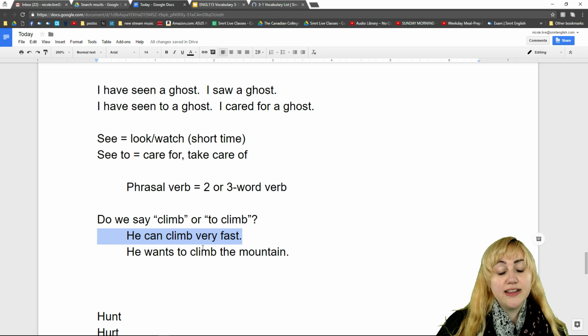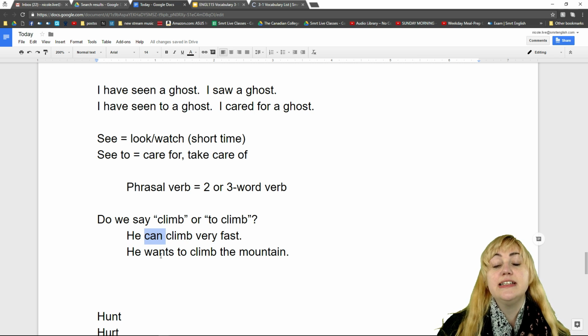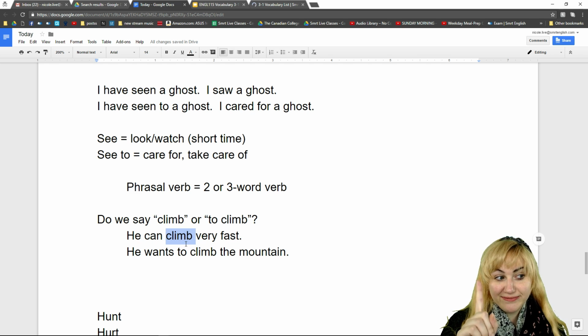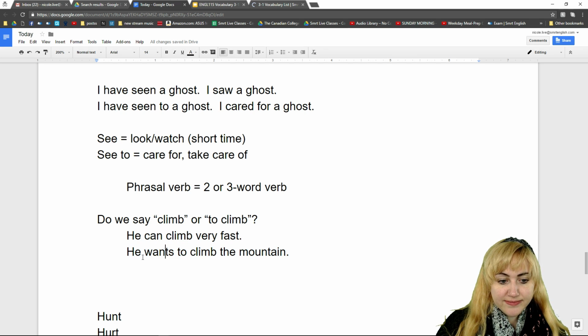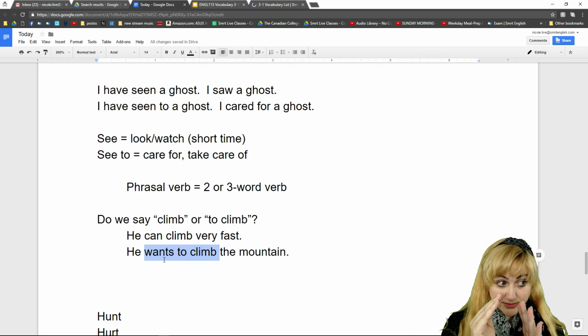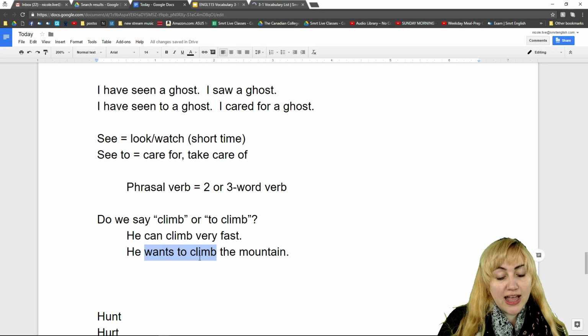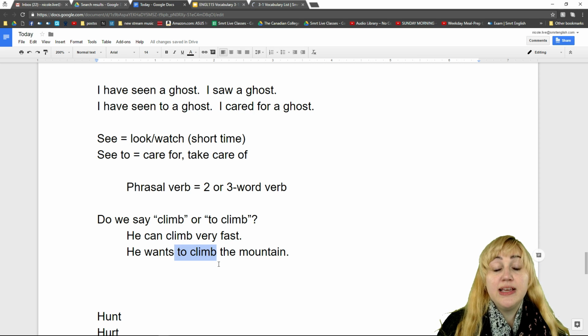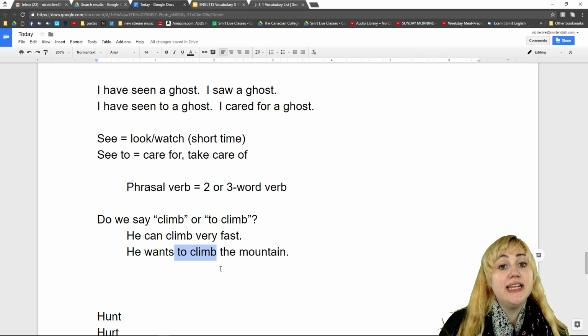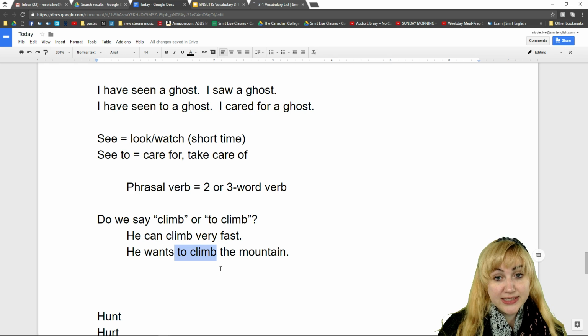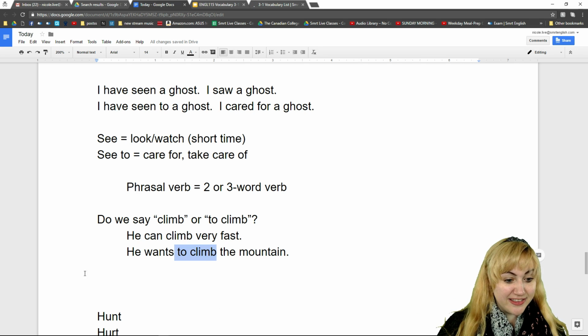In this first sentence, he can climb very fast. Can is a modal verb, and after modal verbs we always use base verbs, infinitives, verb 1. But in our second sentence, if you have two full verbs together, like want and climb, we have to change the second one. For most verbs, we change the second verb to "to". Like he wants to climb, he needs to climb, he hopes to climb. There are some verbs we change to ing, but that's a very big grammar topic, so maybe we can study that in the future.